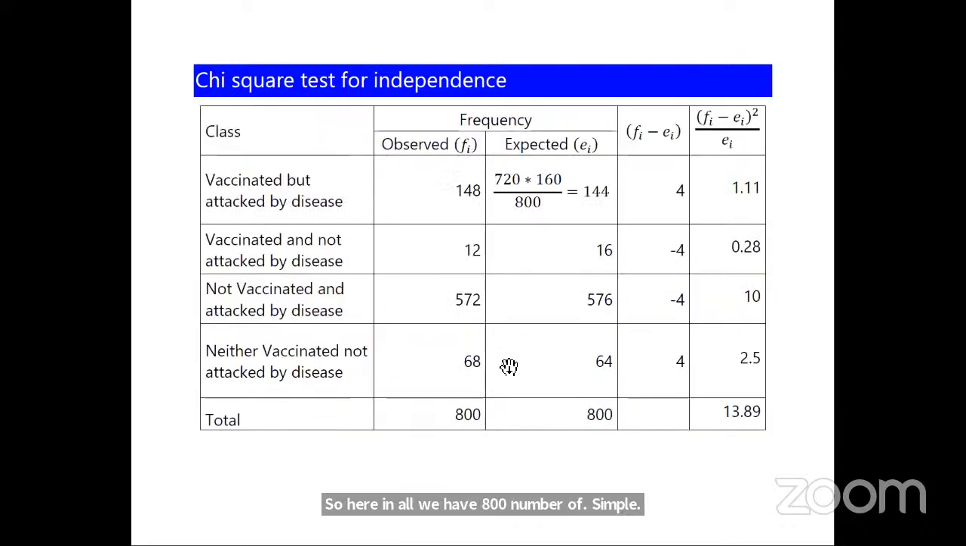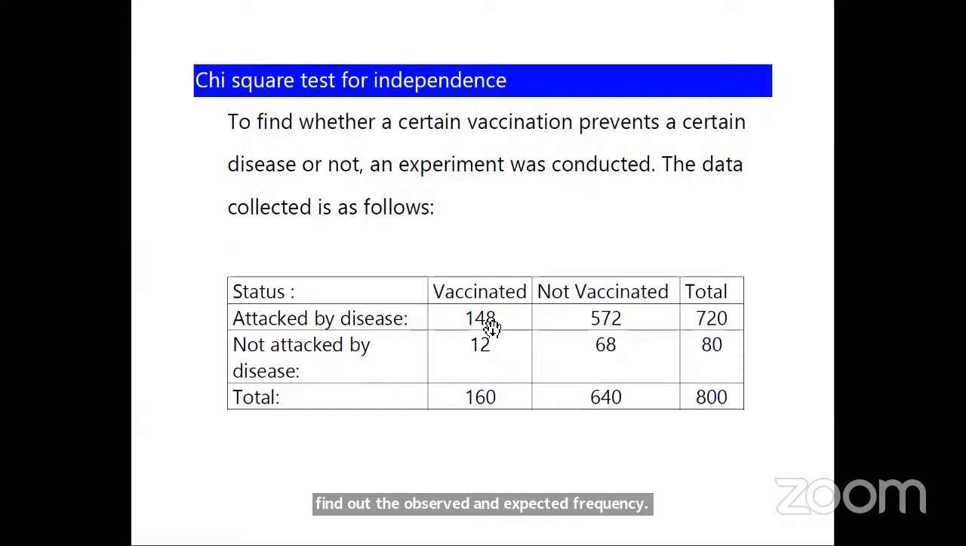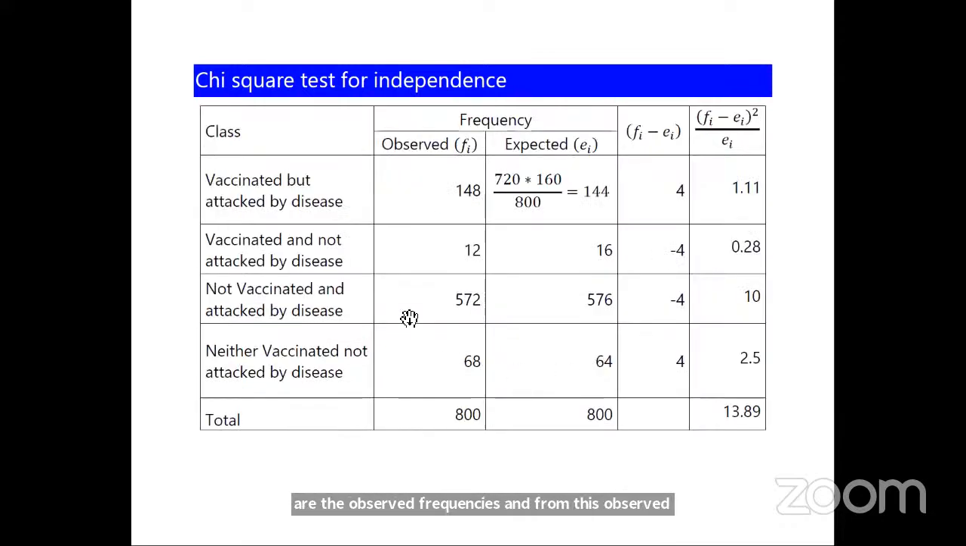Now how to find out the observed and expected frequency? Okay, so from this example I have taken these different classes according to what we have. Whatever is given or whatever we found in the sample, this is called the observed frequencies. Okay, so these are the observed frequencies, and from these observed frequencies, we have to compute the expected frequencies. So let's see how we will compute this.